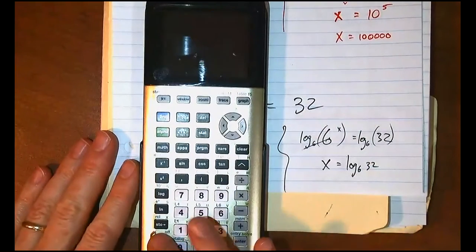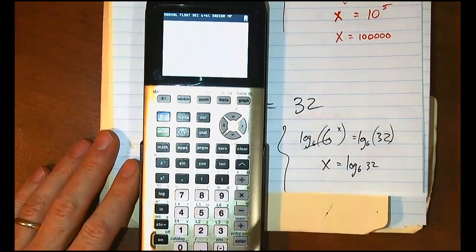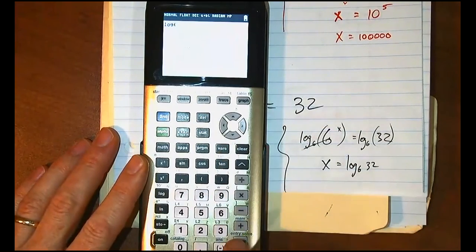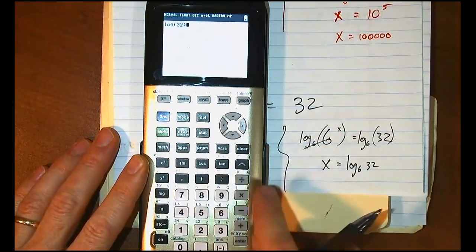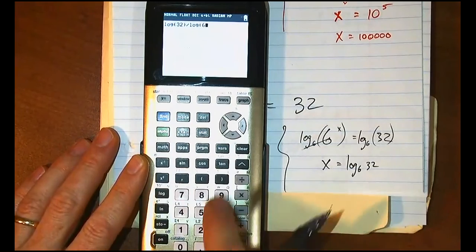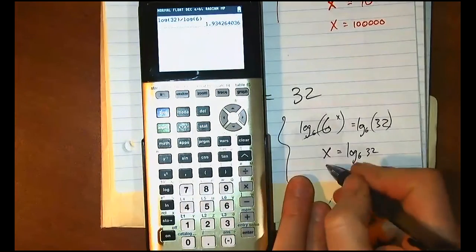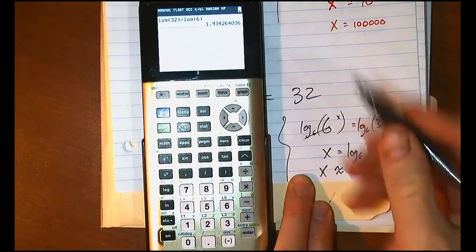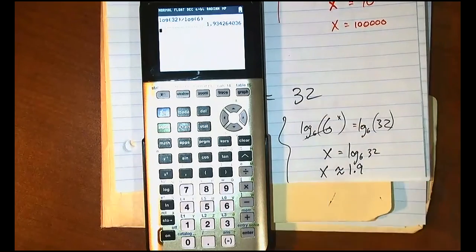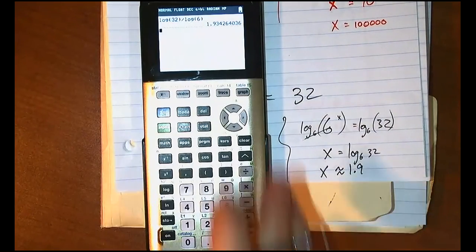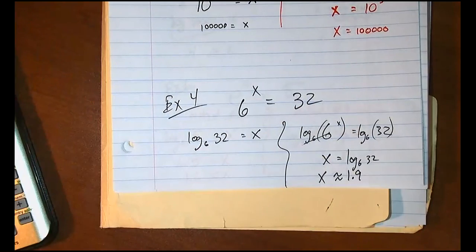And now what I have to do is type in my calculator using the change of base rule. So the log of 32 divided by the log of 6. And then that will give me my answer to this problem. So in this case, it's approximately 1.9. Okay, so these are some of the types of problems that you'll have to solve in the homework that's associated with this video.